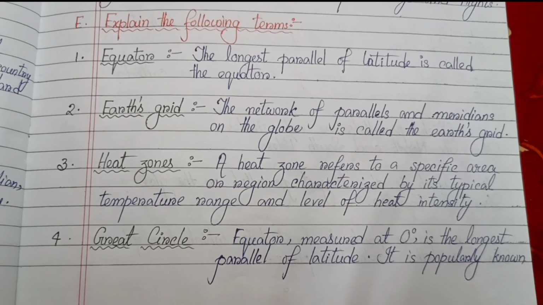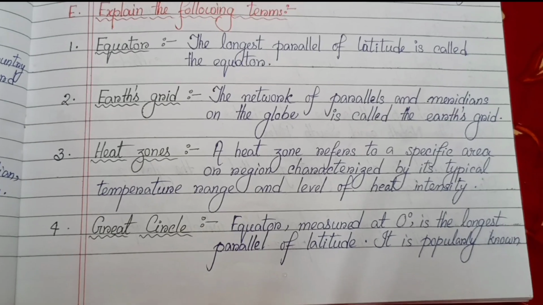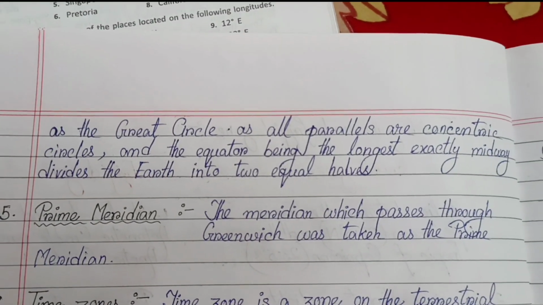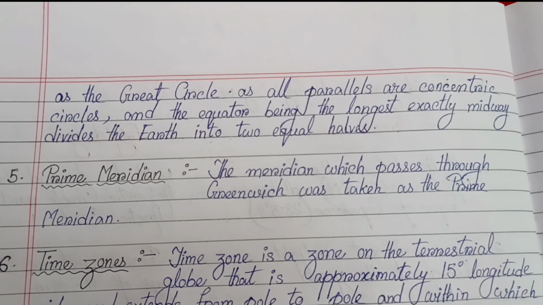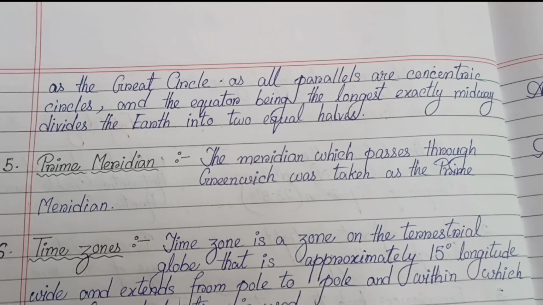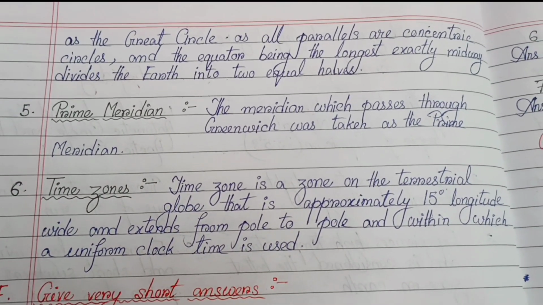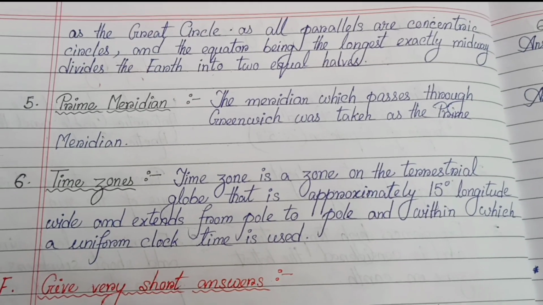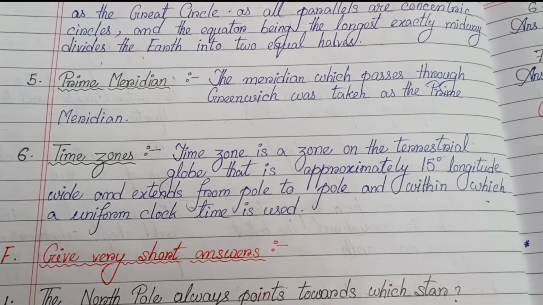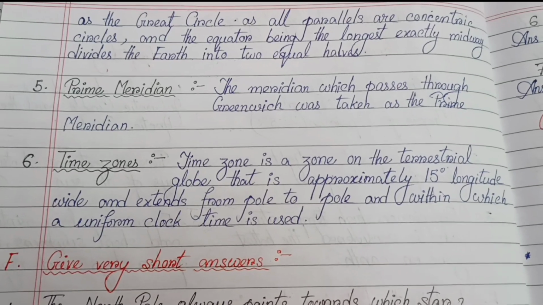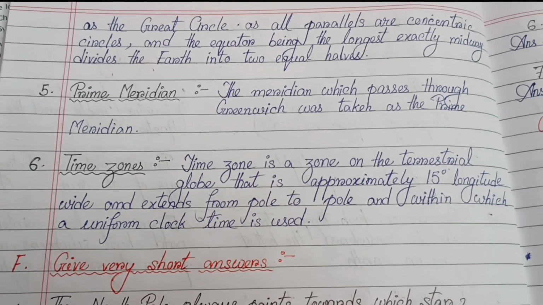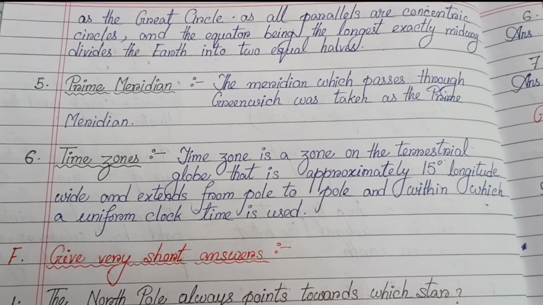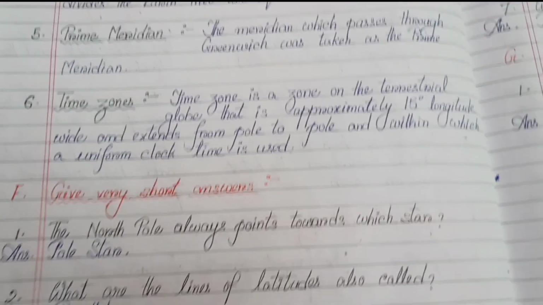Number 4, great circle. Equator measures at 0 degree and is the longest parallel of latitude. It is popularly known as a great circle, as all parallels are concentric circles and the equator being the longest exactly midway divides the earth into two equal halves. Number 5, prime meridian. The meridian which passes through Greenwich was taken as the prime meridian. Time zones. Time zone is a zone on the terrestrial globe that is approximately 15 degree longitude wide and extends from pole to pole and within which a uniform clock time is used.